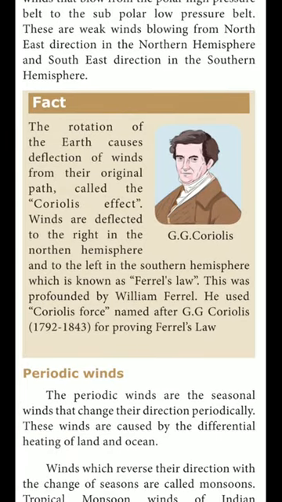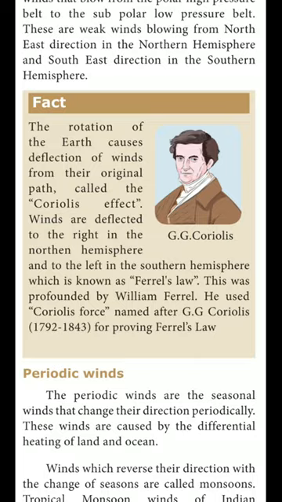Okay, students. So what are the types of wind? Planetary wind, periodic wind, variable wind, and local wind. So the first one, planetary wind, we have learned, isn't it? Under this planetary wind, what are the subheadings? Trade wind, westerlies, and polar easterlies. Okay, next one is the periodic winds.